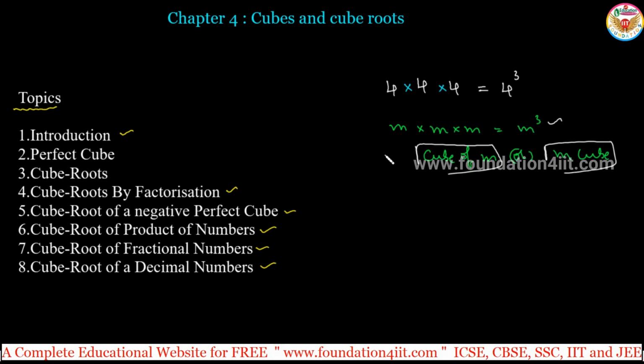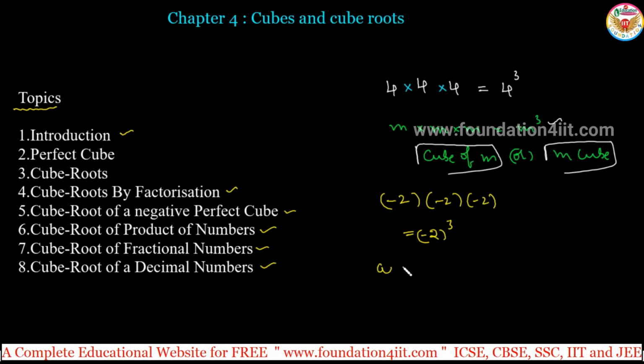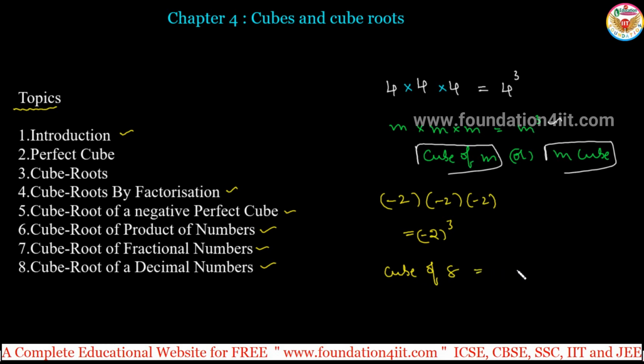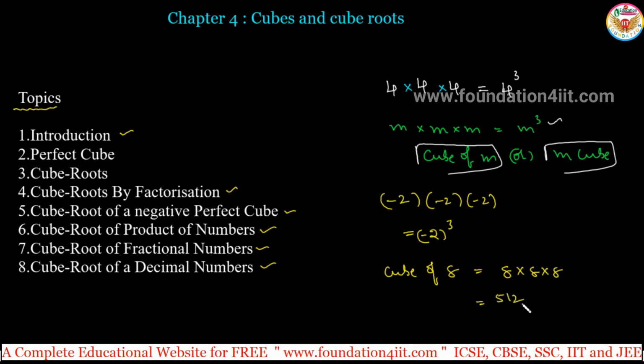Any number, even negative numbers like minus 2, multiplied 3 times, we can write as minus 2 to the power 3. So cube of minus 2 is minus 2 power 3. Then cube of 8. If you want cube of 8, the meaning is 8 should be multiplied 3 times. Cube of 8 is 8 into 8 into 8. 8 into 64 is 512. So cube of 8 is 512.